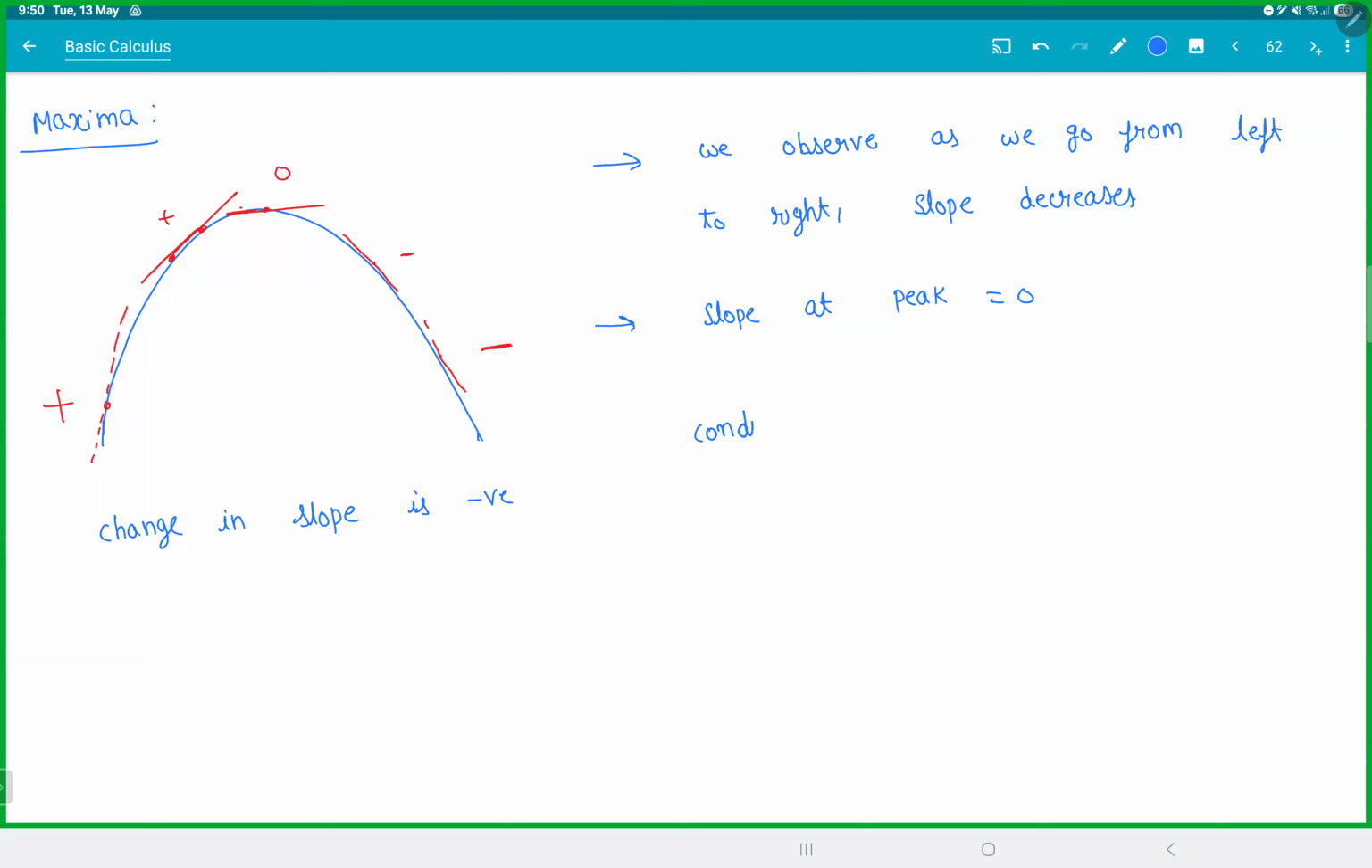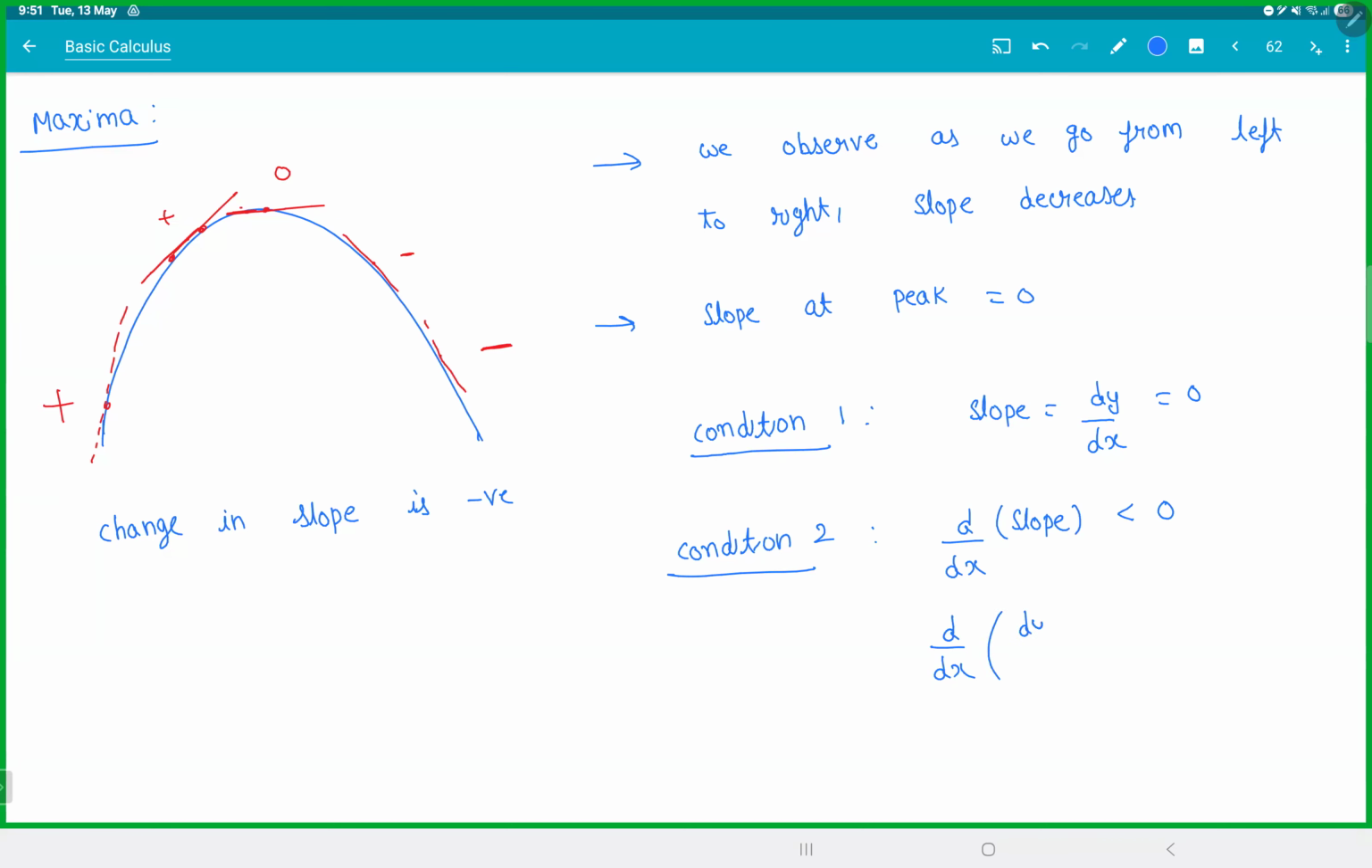So for maxima, there are two conditions. Condition 1, the slope has to be 0. That is the first differential, dy by dx. Condition 2, the slope must be decreasing. So the rate of change of slope must be negative. But what is slope? dy by dx. That means the second differential must be negative. Anything that satisfies this condition is a maxima.